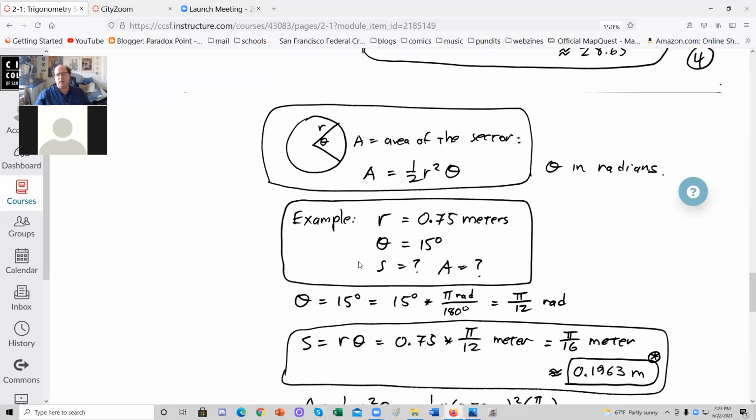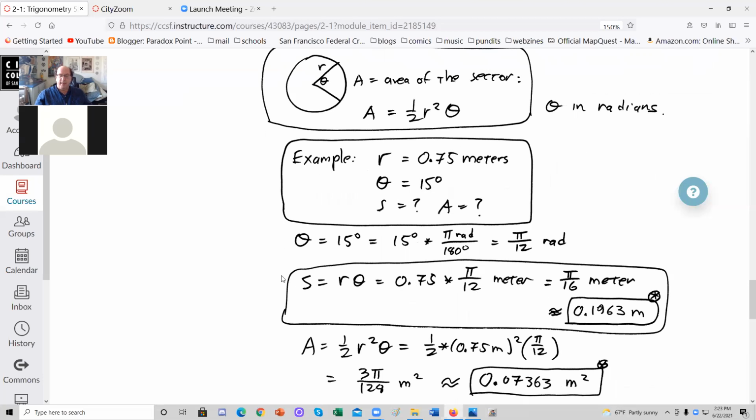Well, first we have to convert 15 degrees to radians. 15 degrees, you multiply by pi radians for every 180 degrees. Degrees in the denominator, so this degree and this degree cancel. 15 pi over 180, that's pi over 12. So the angle is pi over 12 radians. So s equals r theta. r is 0.75, theta in radians is pi over 12, and the units are meters. You multiply it out, it gets pi over 16 meters, or about 0.1963 meters.